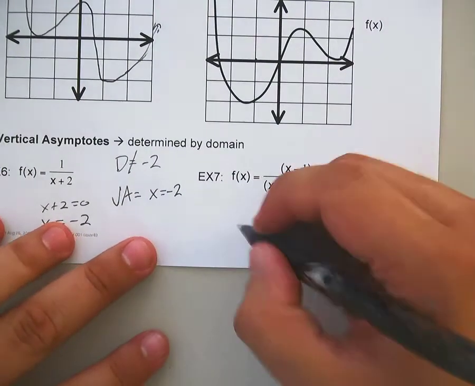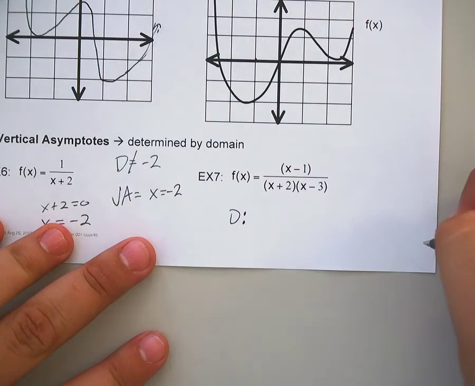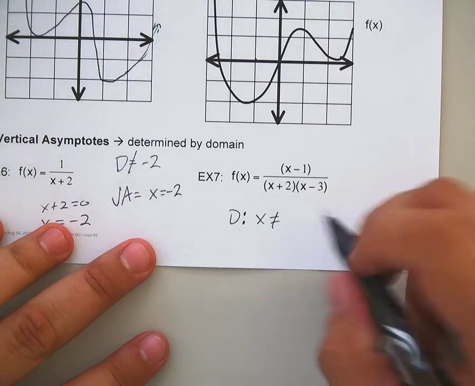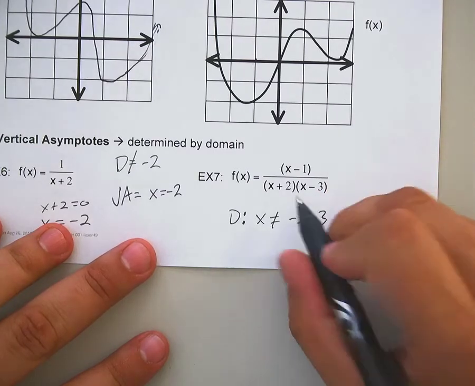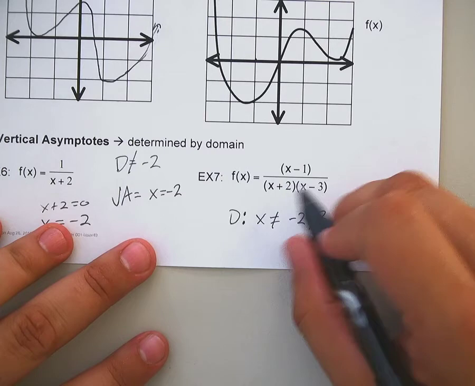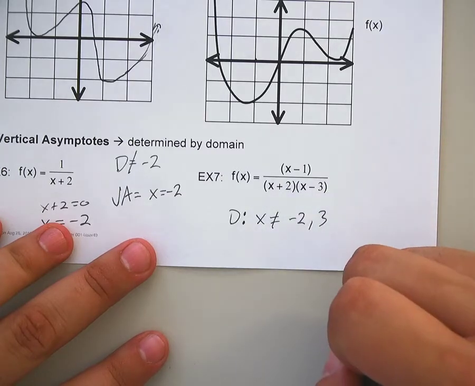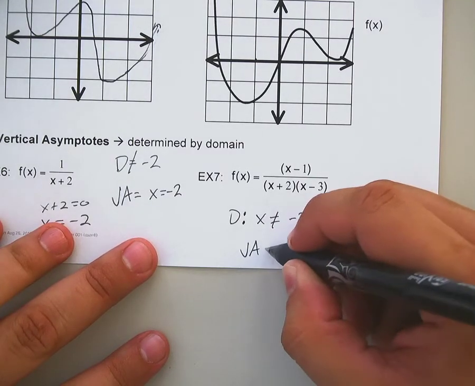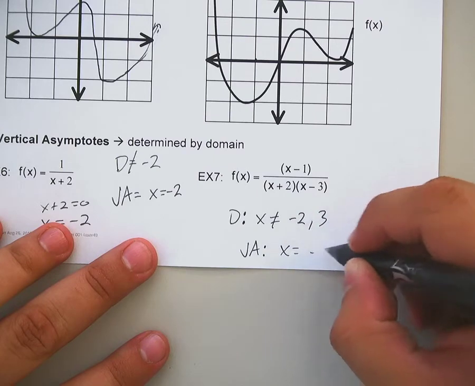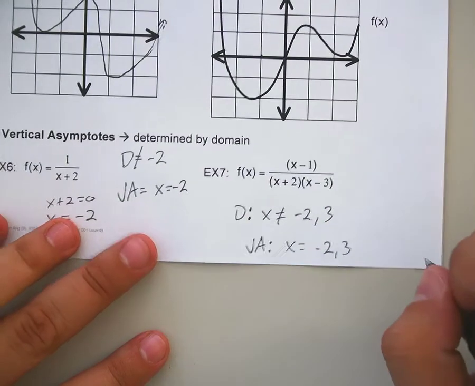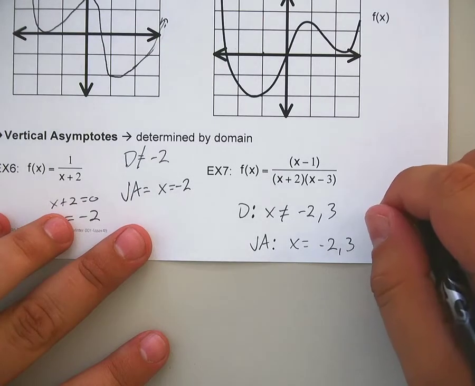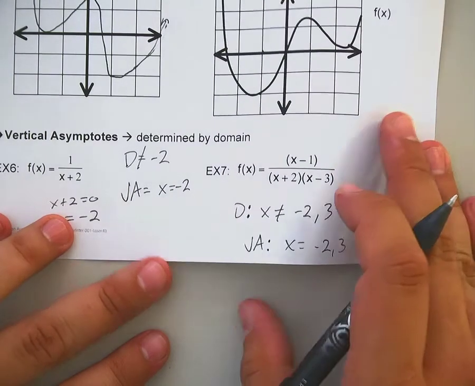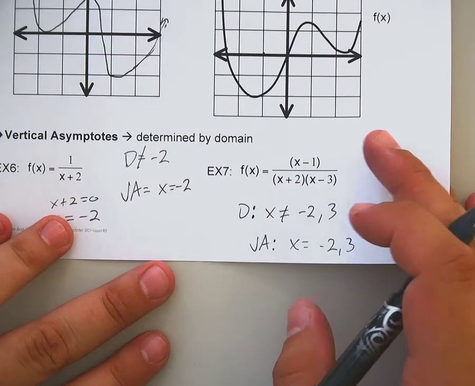Over here, your denominator, right? x cannot equal two numbers, negative 2 or positive 3. I got that by setting each one of them equal to 0 and solving for x. x cannot be these numbers. Therefore, you have vertical asymptotes at x equals negative 2 and 3. Pretty simple, right? Find where your denominator is equal to 0. Say x cannot be that. Okay? Pretty straightforward.